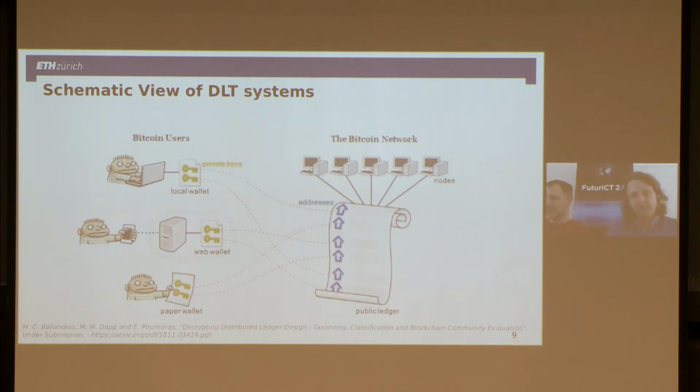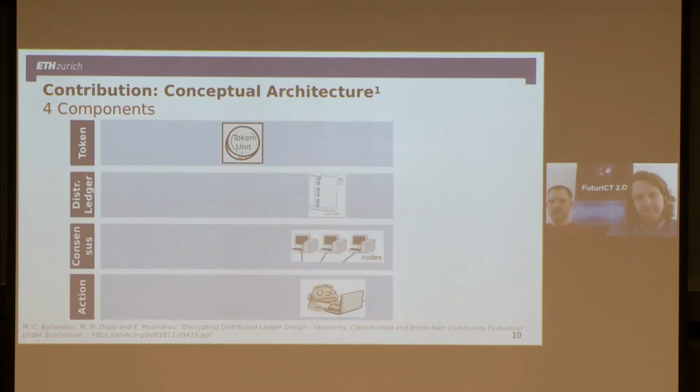Before illustrating the architecture, this is how we see DLT systems. So we have a distributed ledger in the system. We have some actors here on the left, which perform actions in these systems. These actions get digitally represented and written to the distributed ledger via a consensus network. And this maps to our conceptual architecture, which consists of 4 components. So we have an action component, a consensus component, a distributed ledger component, and additionally a token component.